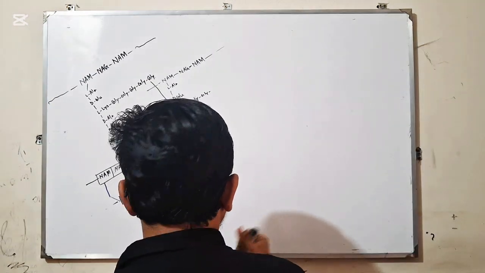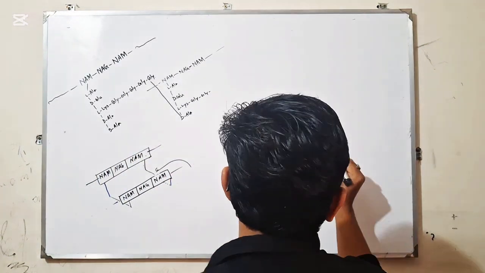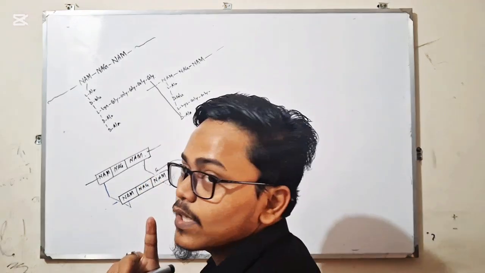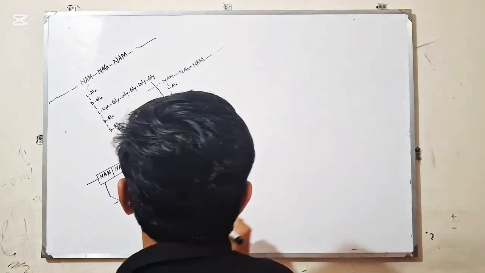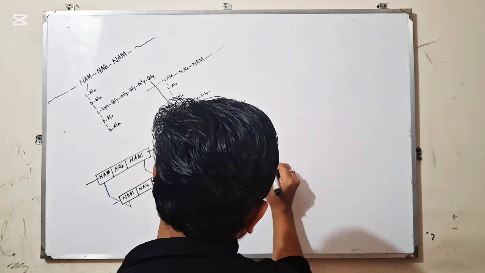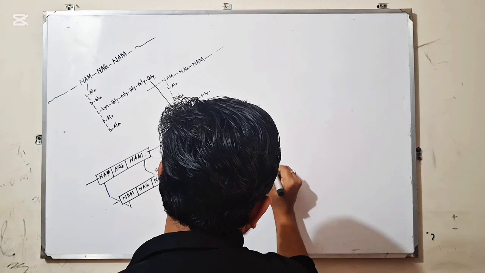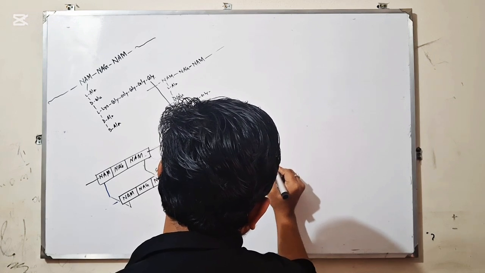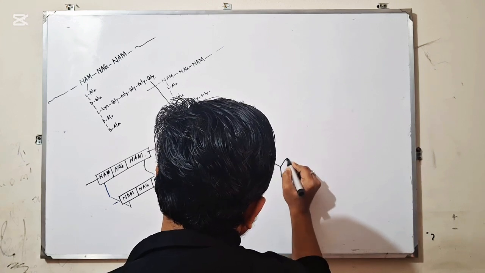So basically we have to know the structure of D-alanine. Normally this is the structure of D-alanine.